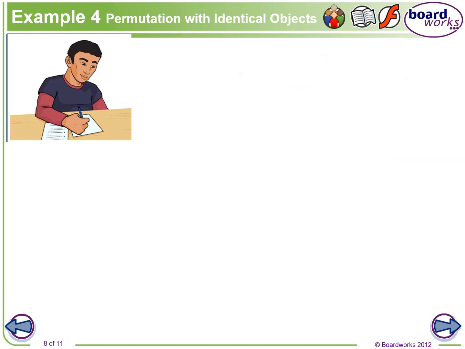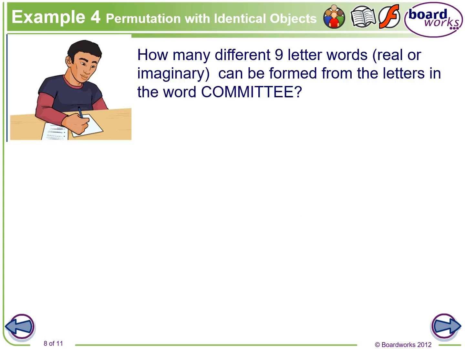Example number 4, permutation with identical objects again. How many different 9-letter words, real or imaginary, can be formed from the letters in the word committee? Given here, n is 9. Why is n 9? Because there are 9 letters in all in the word committee. n sub 1 is 2. Why? There are 2 letter M's, so that is why n sub 1 is 2.